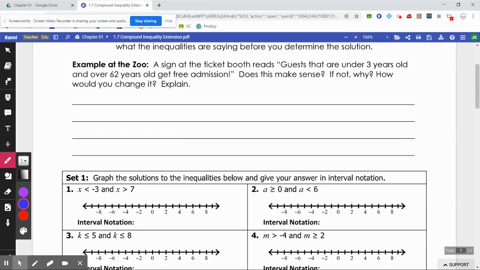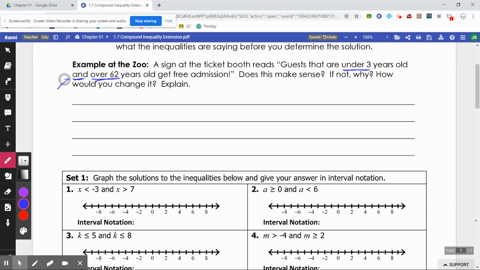Look at this example. A sign at the ticket booth reads, guests that are under 3 and over 62 get in free. Does this make sense? If not, why? How would you change it? So let's discuss this a little bit. It says guest under 3 and over 62.